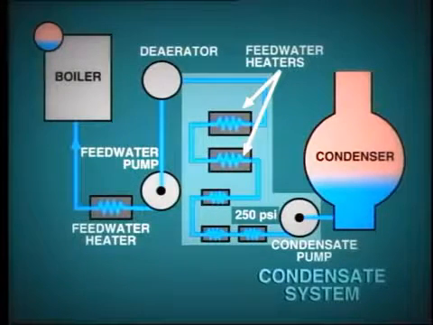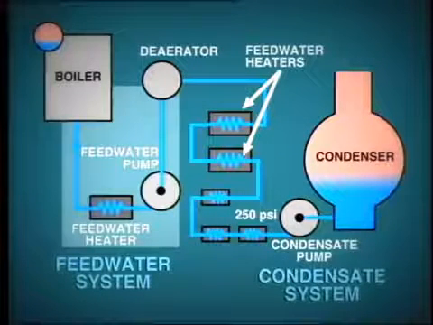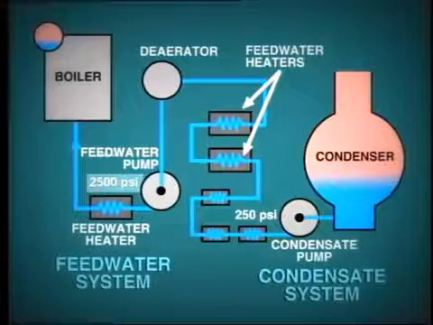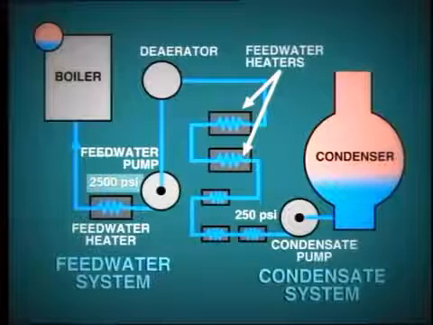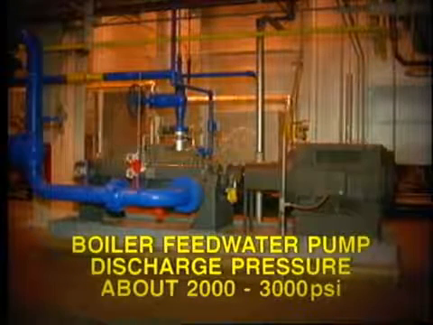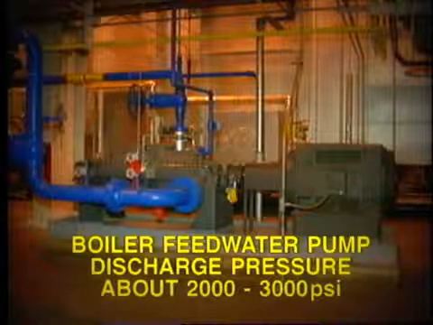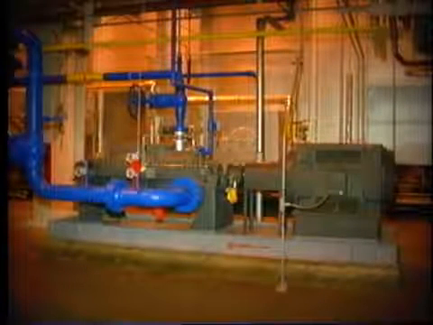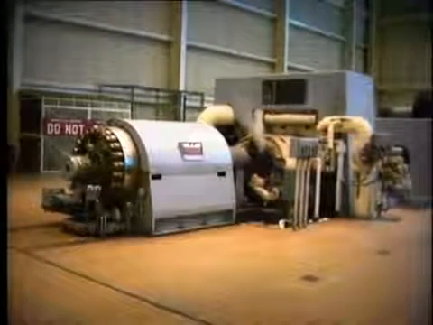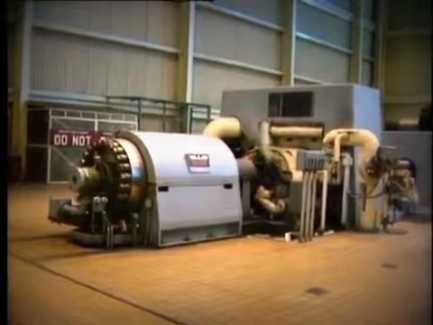From the de-aerator onwards, we refer to the continuation as the feedwater system, which operates at much higher pressure. The pressure developed by the boiler feedwater pump must be sufficient to overcome losses in the piping system, plus the pressure in the boiler itself. This means that the boiler feedwater pump discharge pressure must be about 2,000 to 3,000 psi, depending upon the particular installation. The feedwater pump may be driven by an electric motor or a steam turbine. The steam turbine has the obvious advantage of variable speed control, which can be used to adjust the quantity of water being supplied to the boiler.